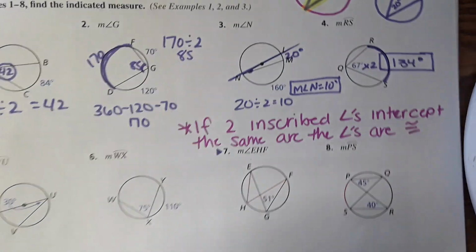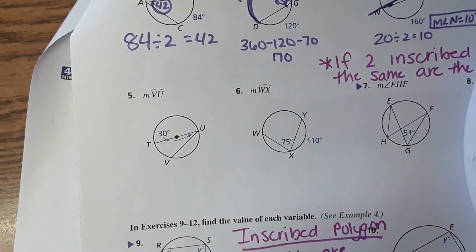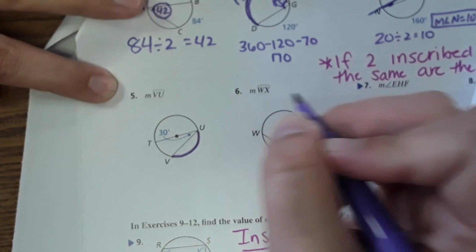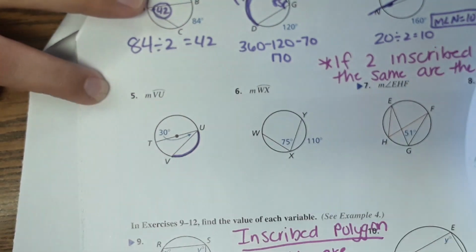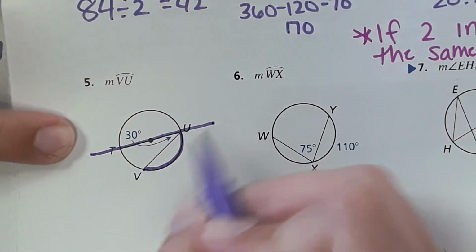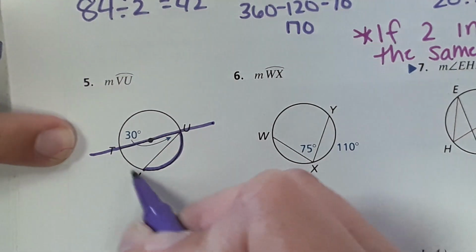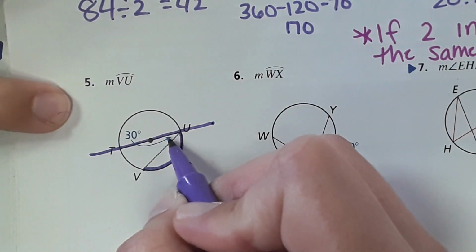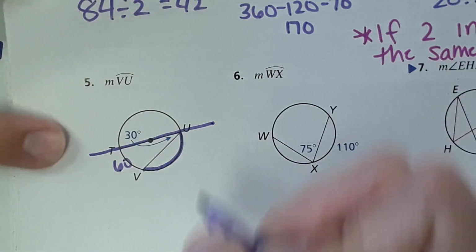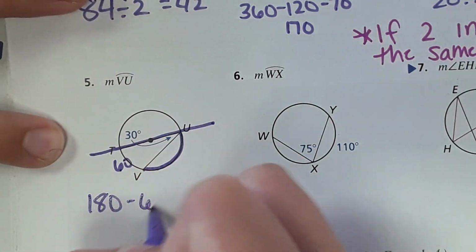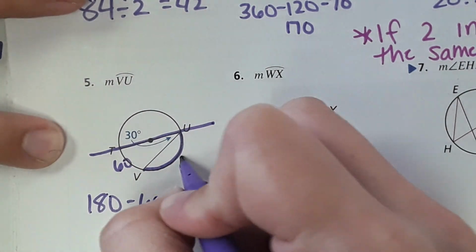Okay, next one. Number 5 is asking for arc VU. So again, they're making this multi-step. Let's see. So they show the diameter right here. That means these 2 arcs are adding to 180. This angle's 30. We can multiply that by 2 to get the arc right here of 60. And then these 2 add to 180. So 180 minus 60 is 120. So this would be 120.